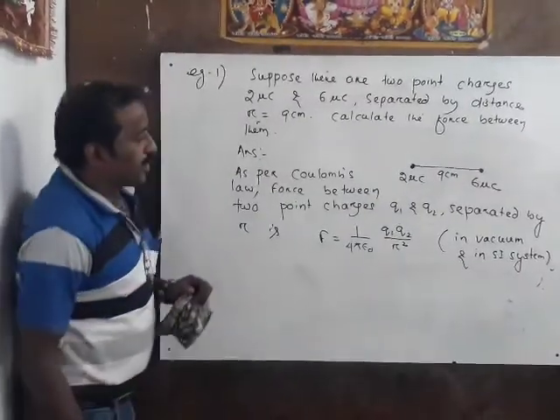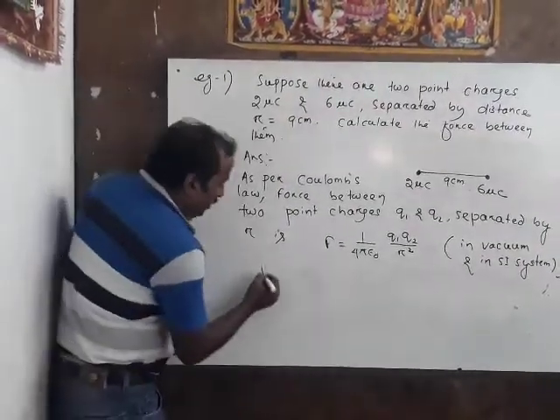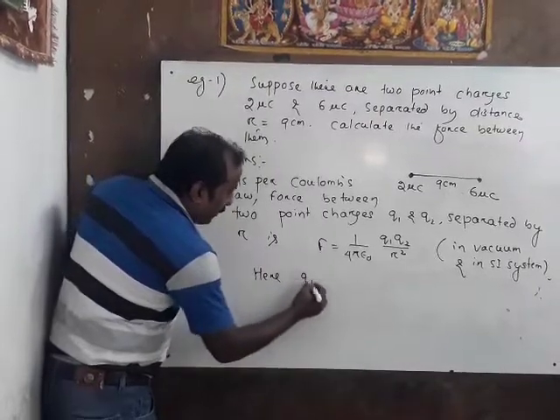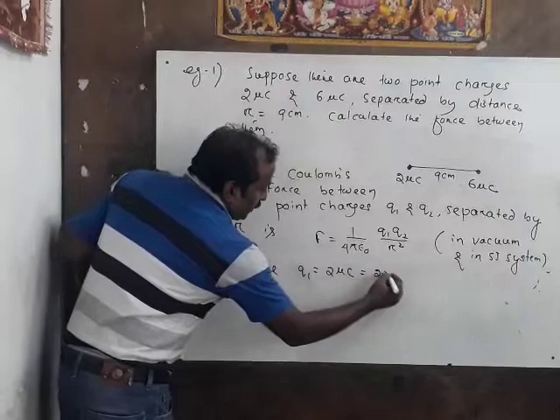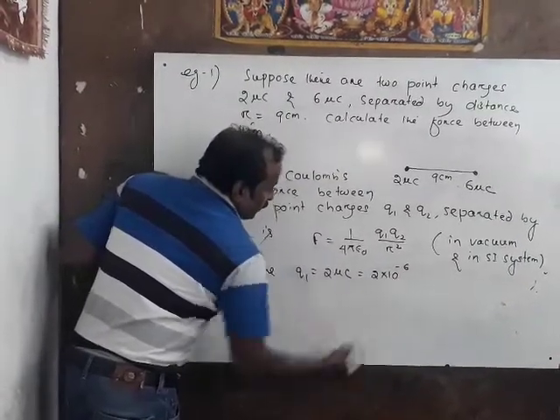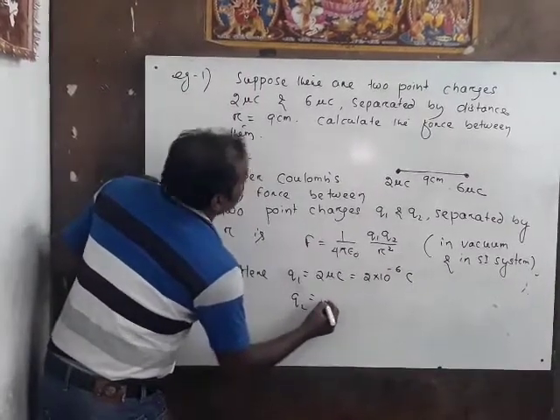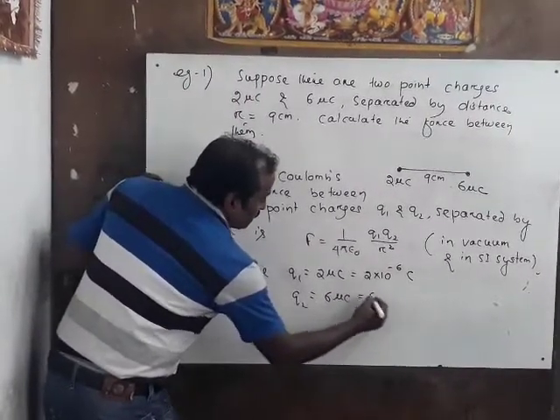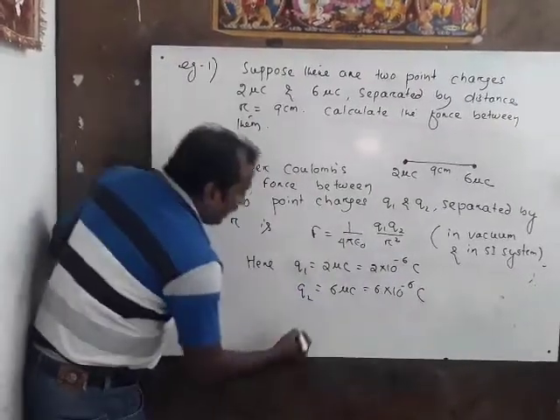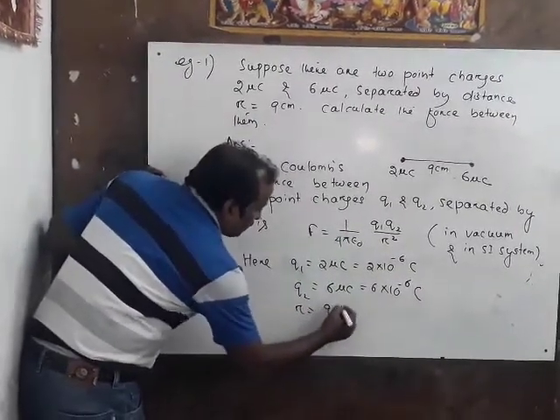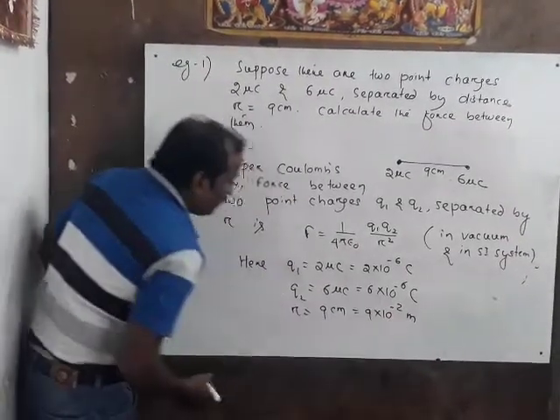Now, if we use this formula for this example 1, here we have Q1 equal to 2 microcoulomb. If we convert into SI system, it is 2 into 10 to the minus 6 coulomb. Q2 equal to 6 microcoulomb, that is 6 into 10 to the minus 6 coulomb. R equal to 9 cm, that is 9 into 10 to the minus 2 meter. Okay.